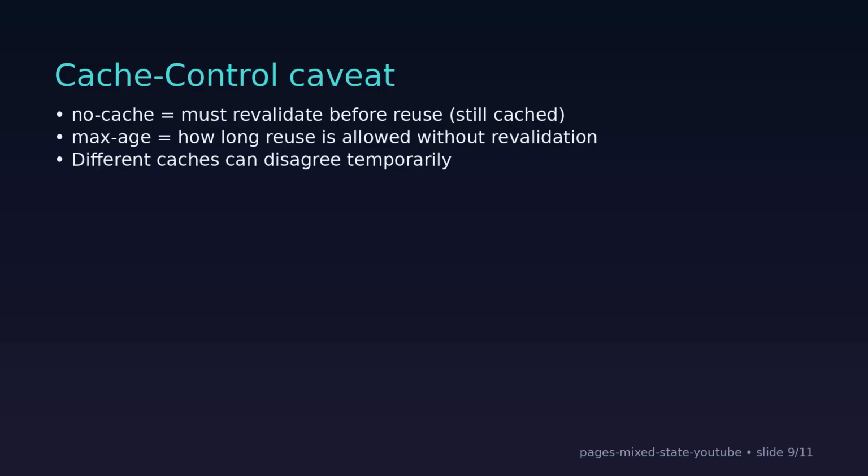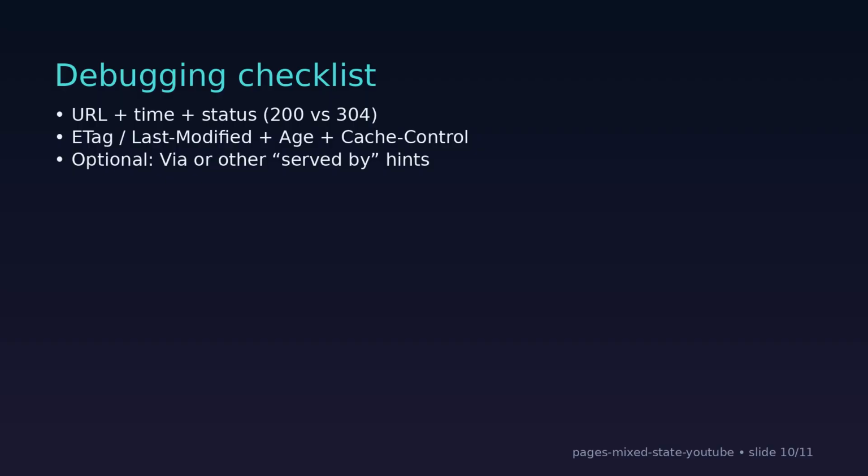Here is a practical checklist. Log the URL, the time, the status, ETag or Last-Modified, Age, Cache-Control, and any served-by hint headers like Via. Then repeat later. The biggest win is not a perfect model. It is a paper trail of what you actually observed.